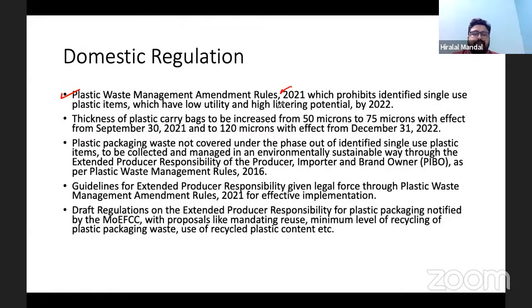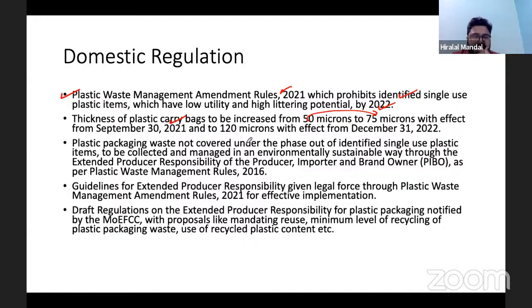Okay, the Plastic Waste Management Rules 2021 prohibit identified single-use plastic items. In fact, it has suggested lower utility of them by 2021. It is also suggested that the thickness of plastic bags should be increased from 50 microns to 75 microns. Okay, so that is also changed now. That has also been done.